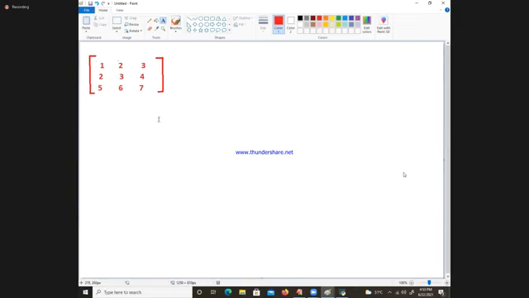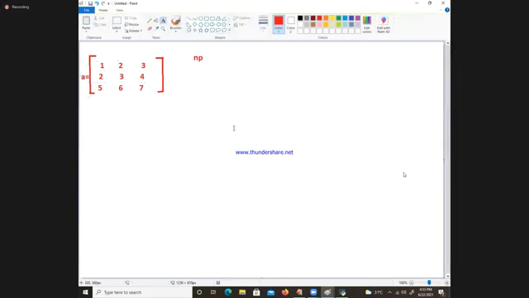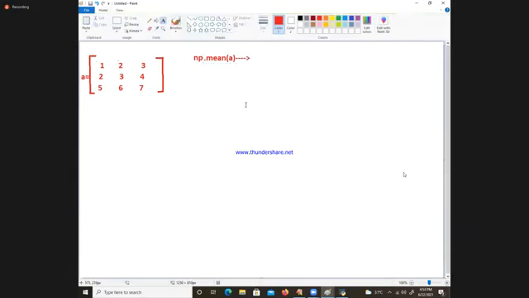Now I want to apply mean. How do you apply mean? Assume that this ND array is called A. np.mean of A, I will write A, and you will get the answer. How does this answer actually come? The procedure is that the mean is nothing but the sum of the elements divided by the number of elements.